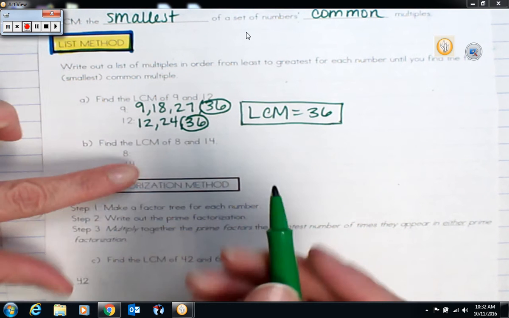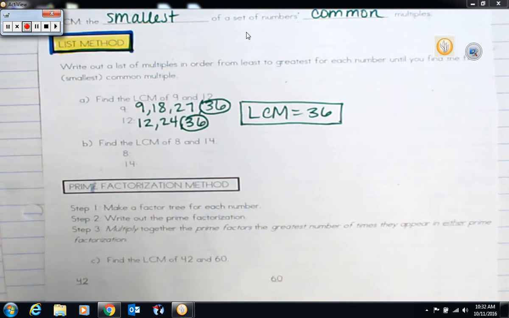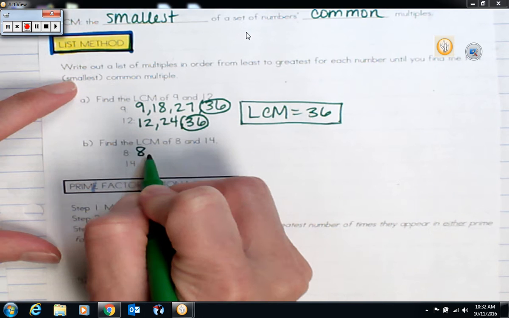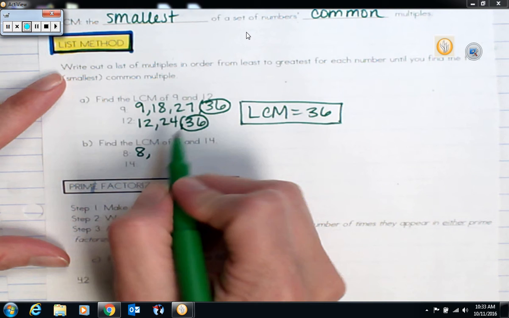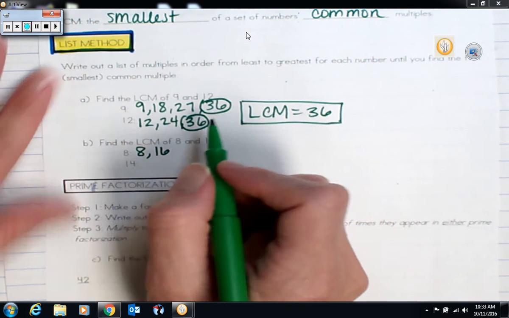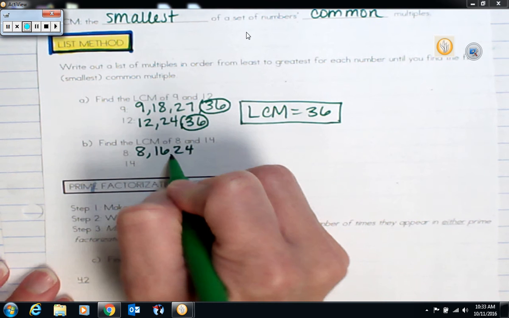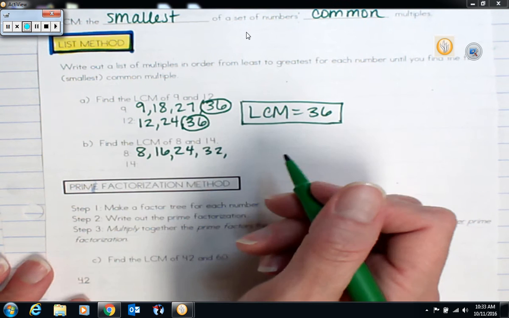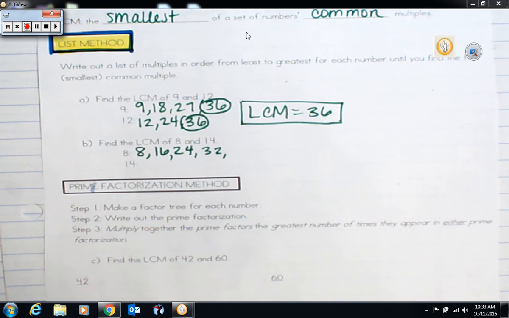So I need to list multiples of 8, and I'm going to start with the smallest multiple of 8, which is 8. The smallest multiple of any number is the number itself. And then we skip count. So 8, 16, 24, 32. I want to list the first 3 or 4 multiples of the number and then go to the next number that I'm looking for multiples for and list a few of those, because my list of multiples is infinite. If I just keep going and going with my list, I could have done that unnecessarily. So let's look at 14.